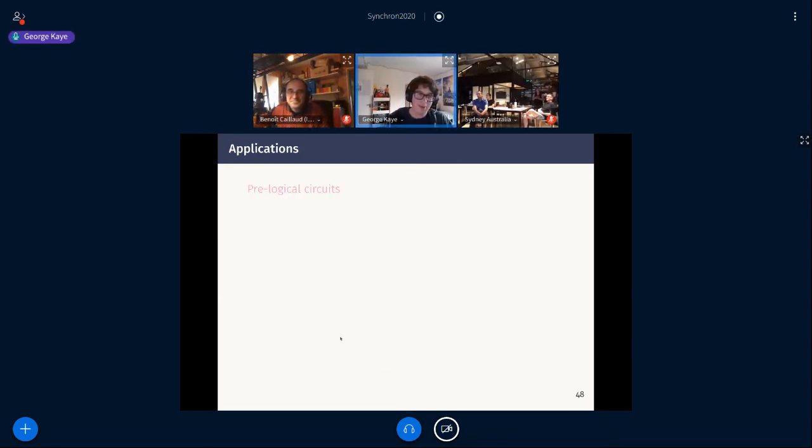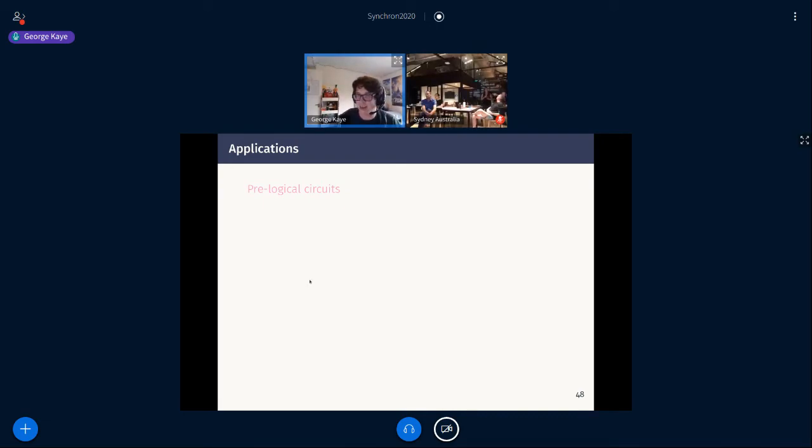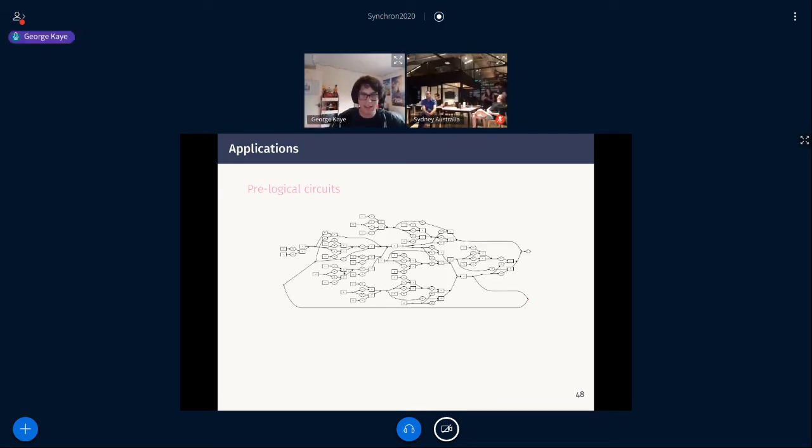We can also apply it to pre-logical circuits. So we define this massive thing with all these very low-level, transistor-level components. Even though that's slightly lower level than digital circuits, we can still apply our rules to it and eventually get down to a smaller term.